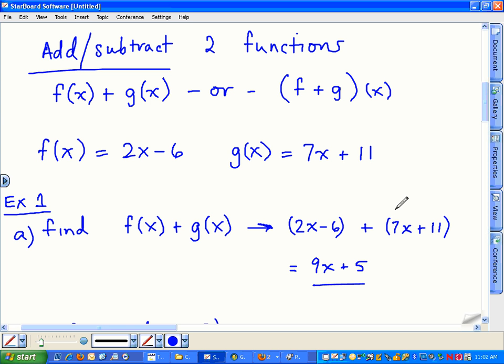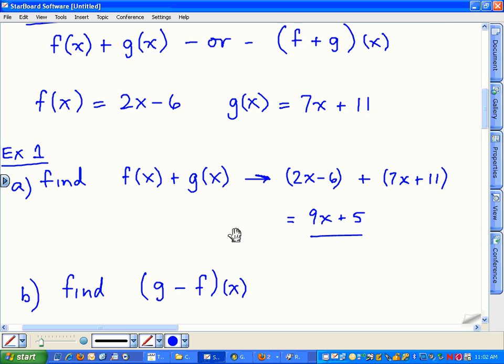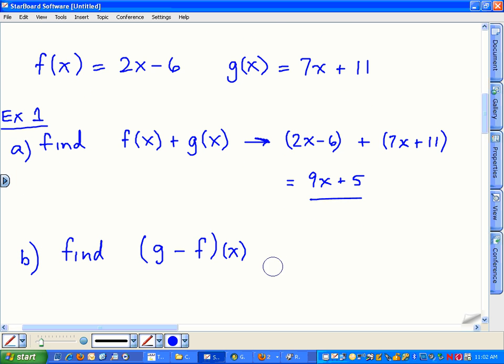The reason I had you write the two functions in parentheses, for addition, it's maybe not so important. For subtraction, it is very important. Very important that you write your two functions in parentheses, because you're going to be dealing with subtracting negatives and adding all this stuff, so it's easier to keep track if they're in parentheses. So let's take a look.